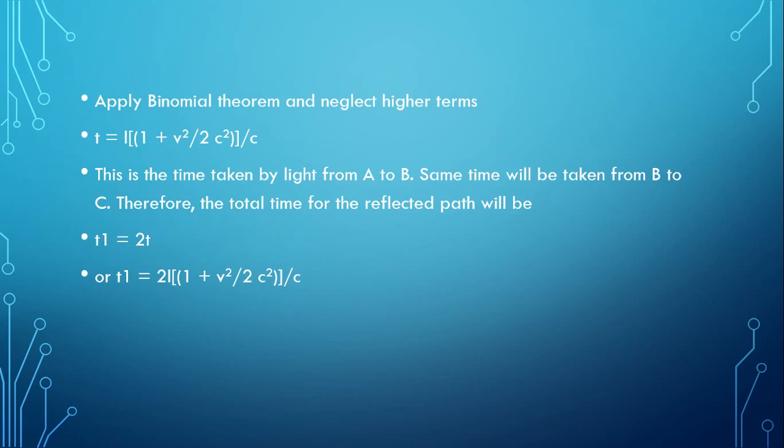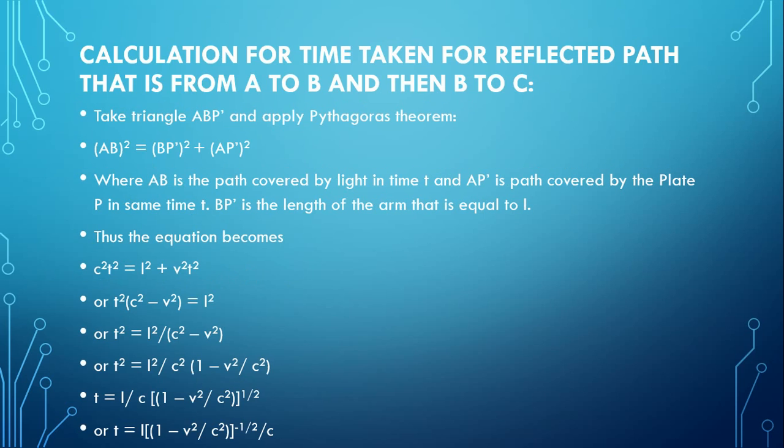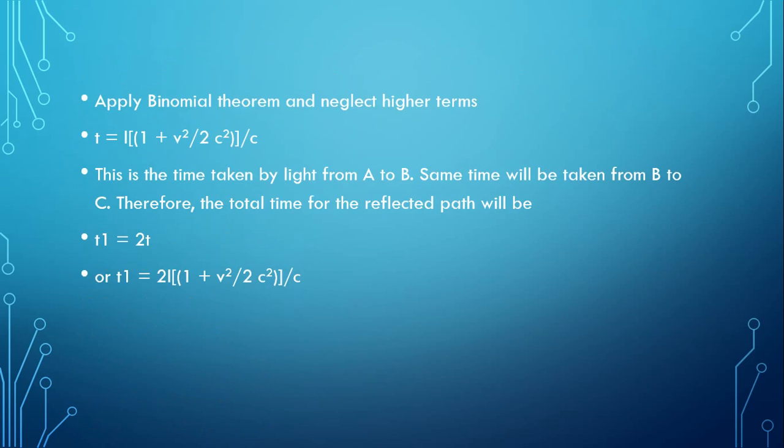Applying the binomial theorem and neglecting higher terms, the negative sign from the previous slide becomes positive here. This is the time taken by light from A to B. The same time will be taken from B to C. Therefore, the total time for the reflected path will be T1 equal to 2t, or T1 equal to 2l by c of 1 plus v square by 2c square.